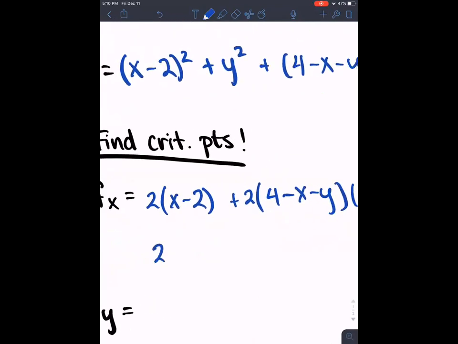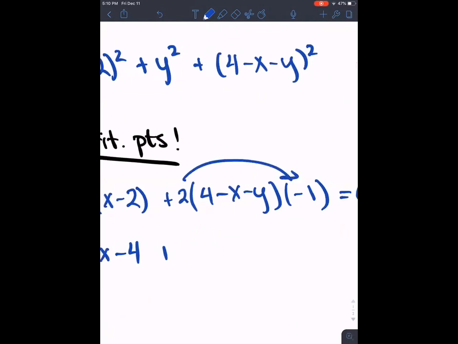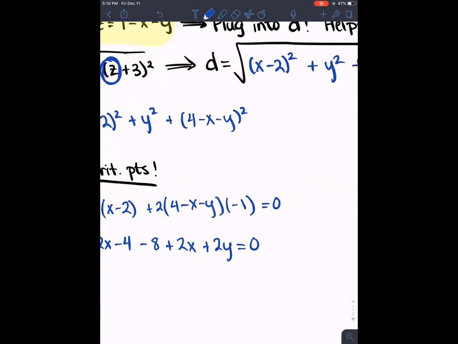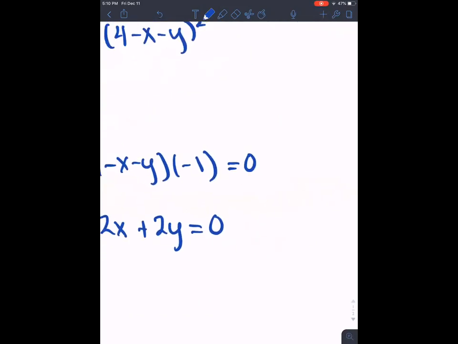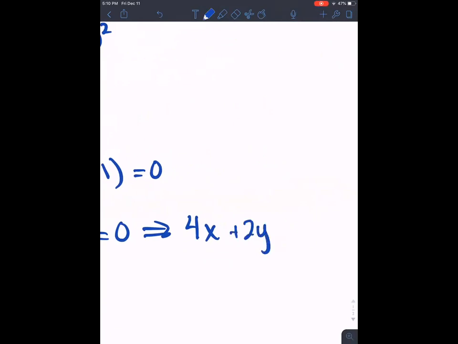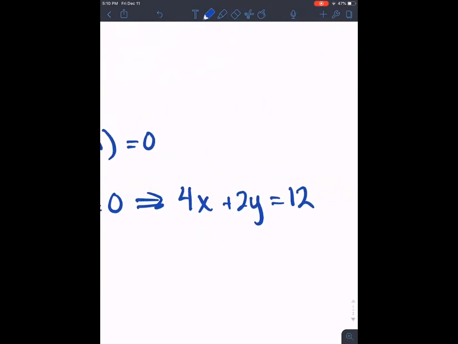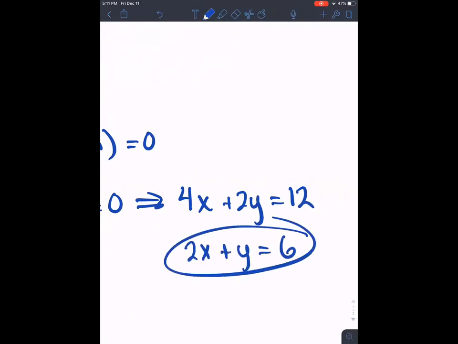So what that gives us is 2x - 4. And then note that this is really just a -2, so we want to do -8 + 2x + 2y = 0. And what we're going to do is combine like terms here. So you get 4x + 2y = 12. And you can simplify that to 2x + y = 6.